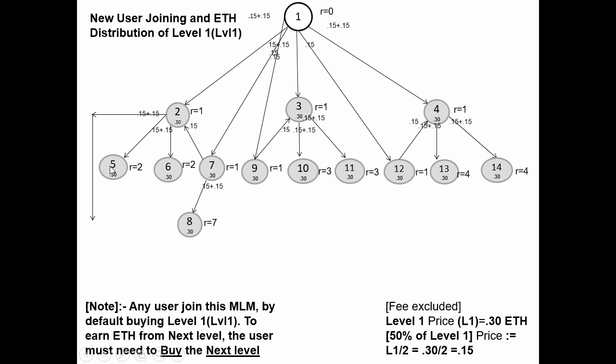His next level 1 is already filled up: 5, 6, 7. Now it will search here. Okay, it is empty right now, so it will be placed here. So user 15 is here, you can see. This will connect directly with user 5 on the left side. So 50% of the money, 0.15, will go to user 2 as an introducer, and the other 50%, 0.15, goes to user 5 as it is connected directly with user 5.